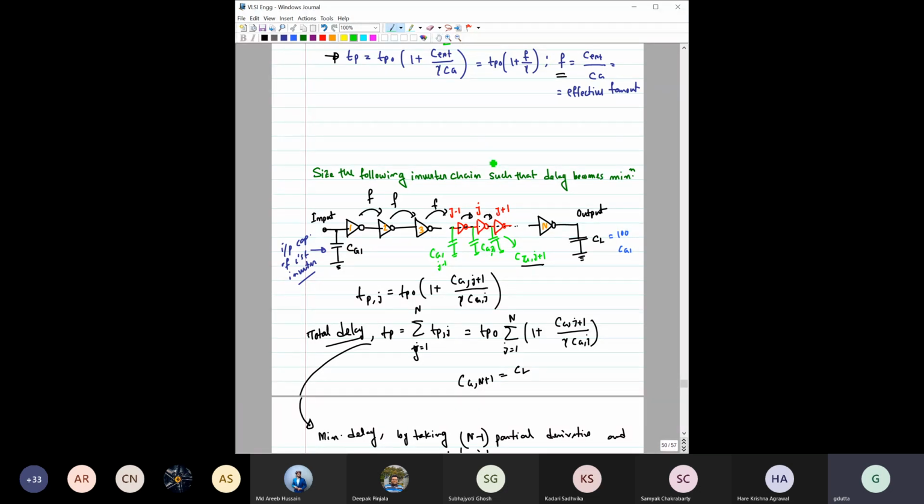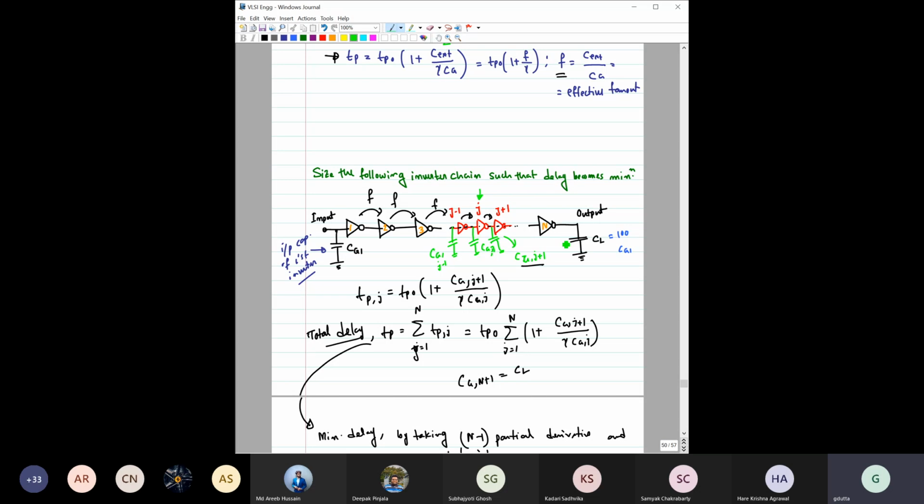Right. So here, let us consider a particular stage, say this jth stage. For this jth stage, what would be the delay? So we know that for the jth stage, this would be the delay, where tp0 is the intrinsic delay. And we know this would be the output capacitance for this, and this is the gate capacitance. So from here we have substituted, and the total delay would be the summation of all these delays.